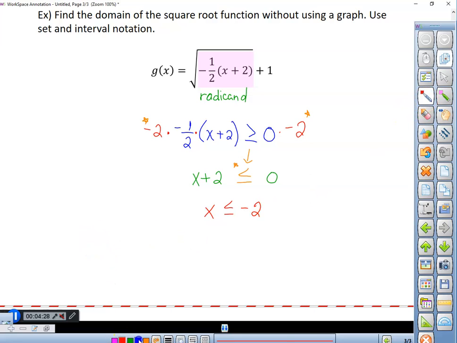So we have our set notation. It would be the set of x's such that x is less than or equal to negative 2. And our interval notation. So now in our interval notation, we have to realize less than negative 2 would take us down to negative infinity. And intervals are always written least to greatest. So we have to start with our negative infinity, end with our negative 2. And because negative 2 is included, we have the equal to negative 2. We use a bracket on the negative 2 side.